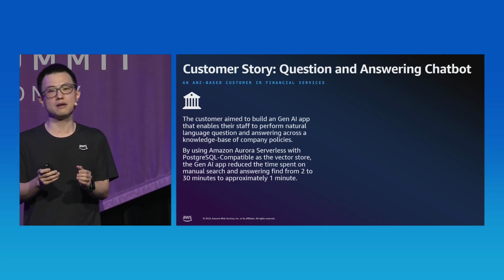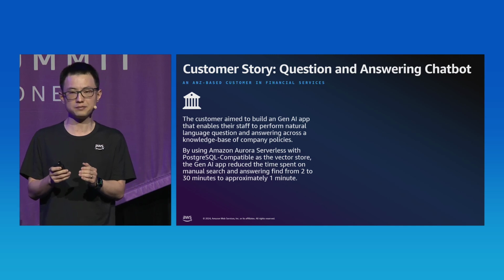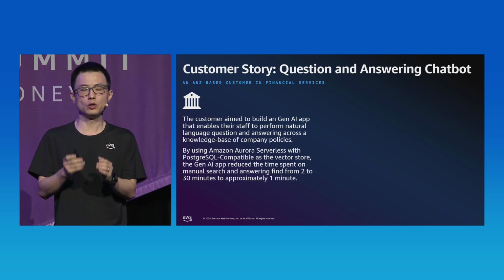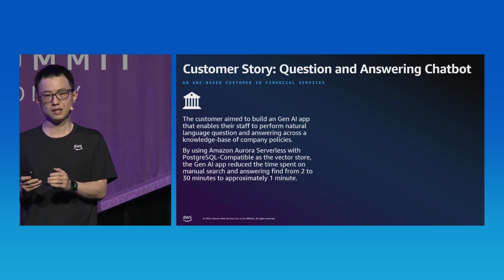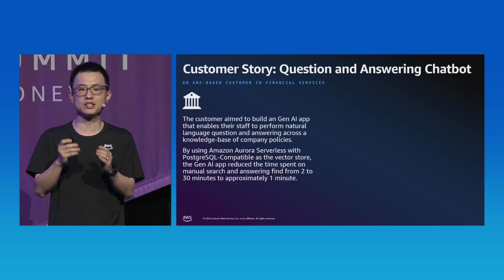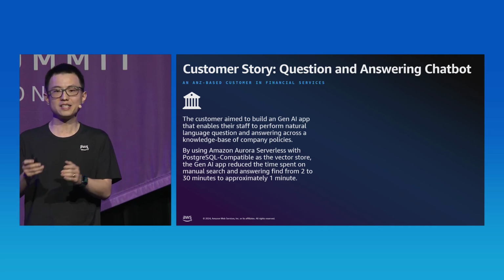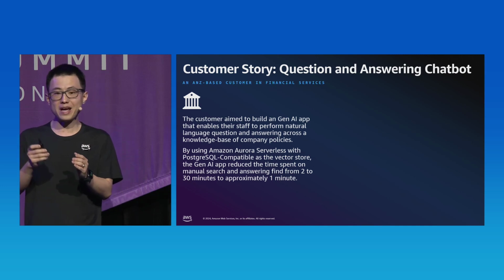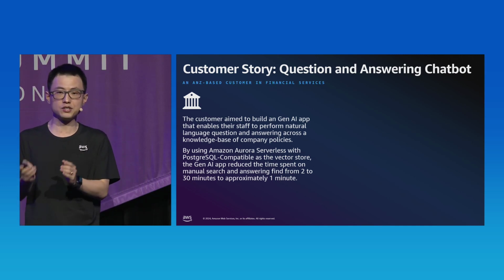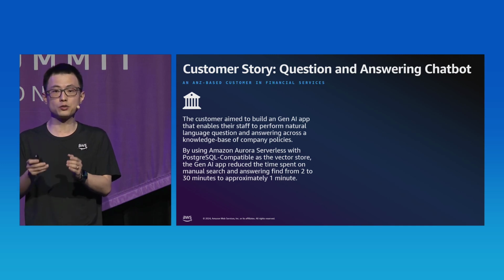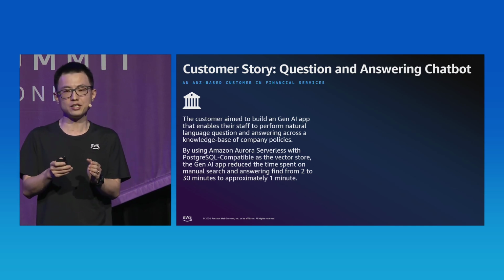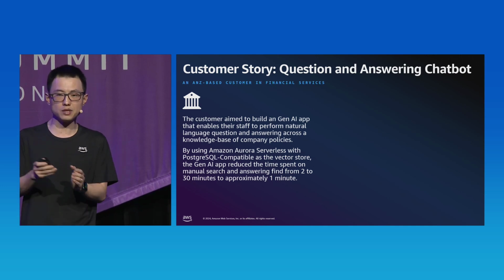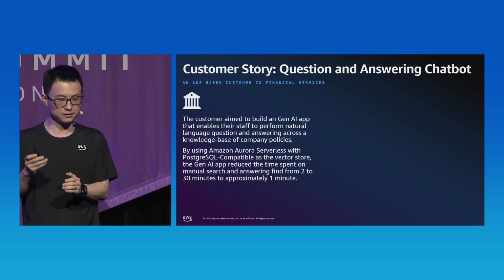Let's start with a real customer story. This is an anonymous New Zealand-based customer in the financial services sector. This customer has a lot of internal policy documents inside their company, and their staff spend a lot of time each day trying to find answers to their questions in those documents. So the company asked AWS to build a RAG app to help accelerate this process.